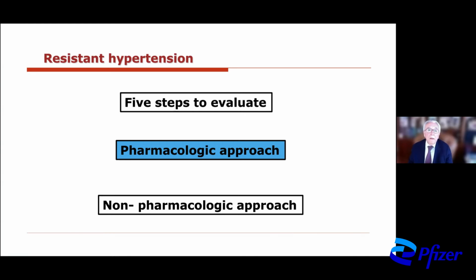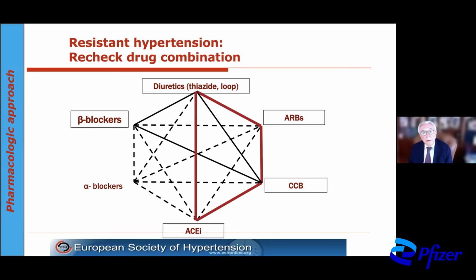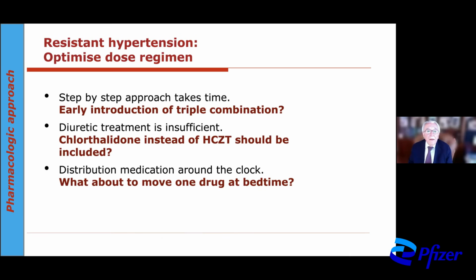First, with drugs. Everybody knows what the drugs are that have additive effects and also control side effects. I won't go into this because everybody knows it. But I think that there are some questions that we can start to answer. The first is: a step-by-step approach takes time. It is better to introduce a triple combination early. This needs to be considered from the beginning in patients with stage 2 hypertension.